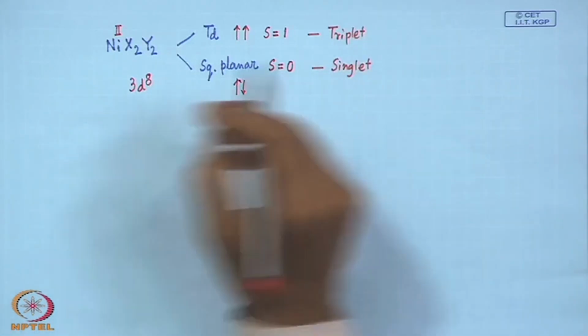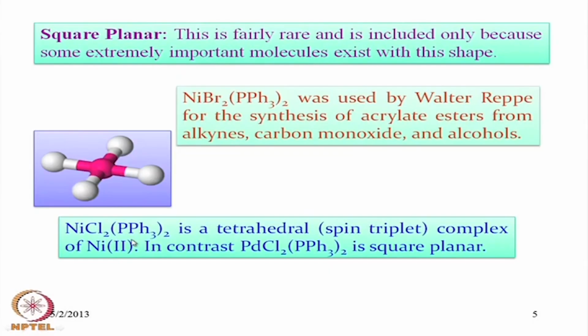In terms of this singlet and triplet definition, wherever we get a compound of 3d8 electronic configuration which is tetrahedral, that means we have 2 unpaired electrons, it gives rise to the spin triplet structure of nickel 2. But when we get the corresponding palladium 2 compound having the same number of chloride and phosphine ligands, we get a square planar geometry, that means the geometry is spin singlet.